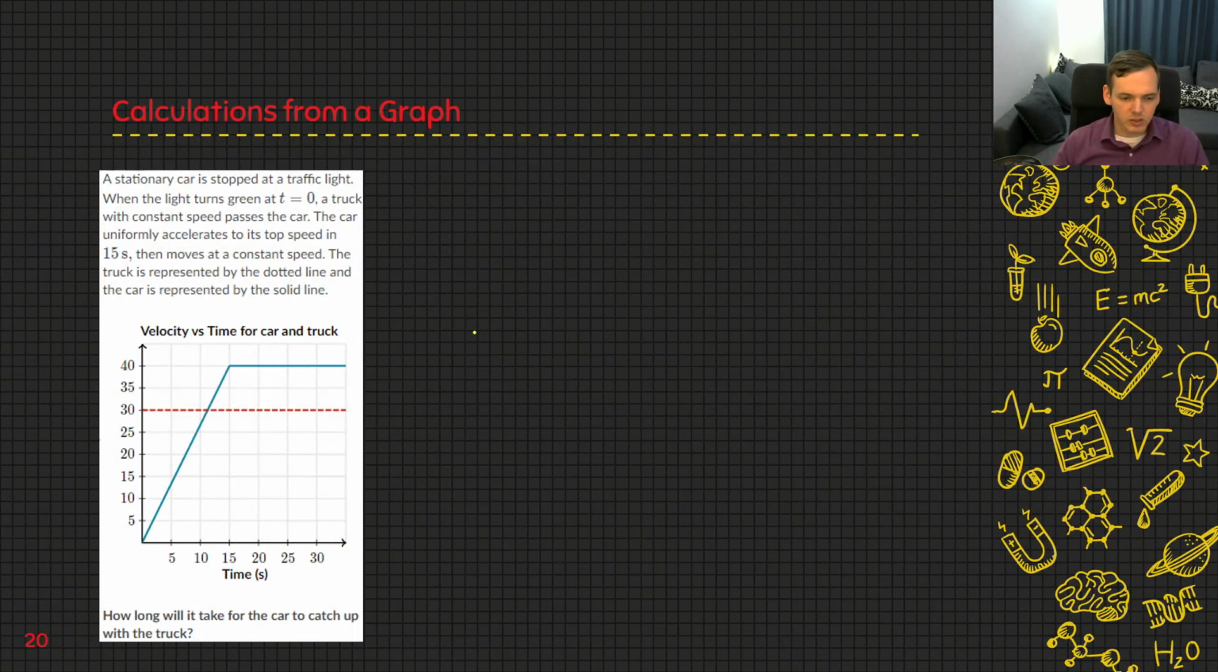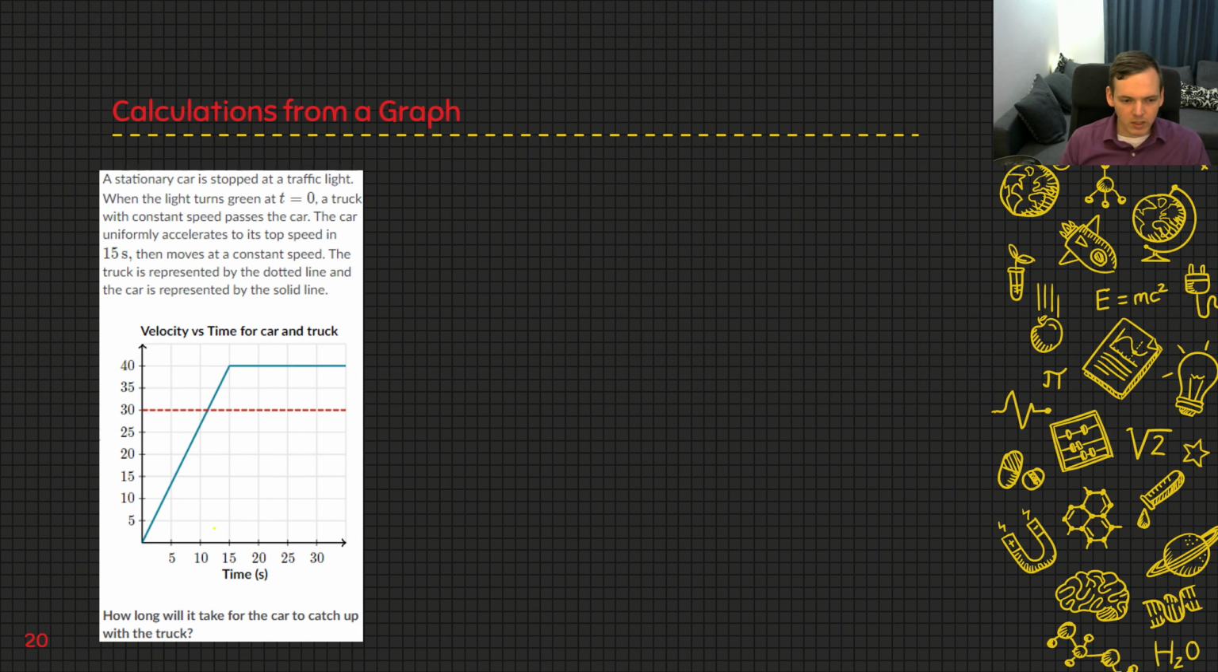So lastly, let's look at doing some calculations from a graph. So this is a problem here. A stationary car is stopped at a traffic light. When the light turns green at t equals 0, a truck with constant speed passes the car. The car uniformly accelerates to its top speed in 15 seconds and then moves at a constant speed. The truck is represented by the dotted line and the blue car is represented by the solid line. How long will it take for the car to catch up with the truck?